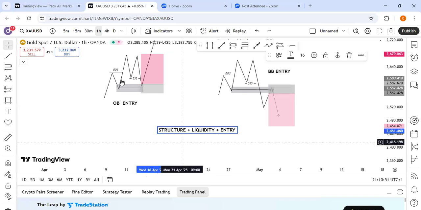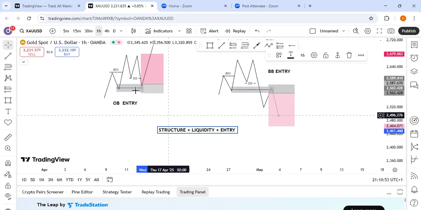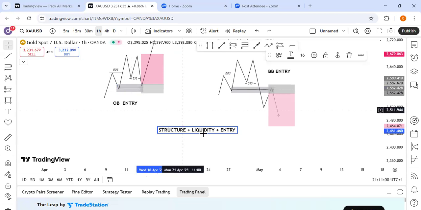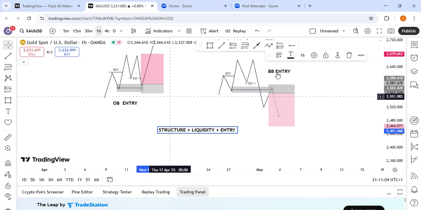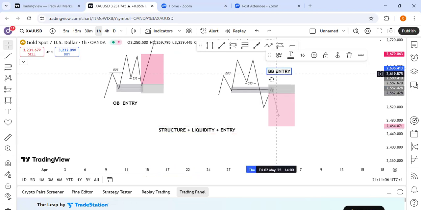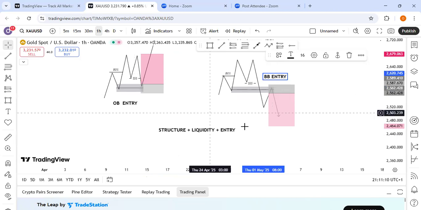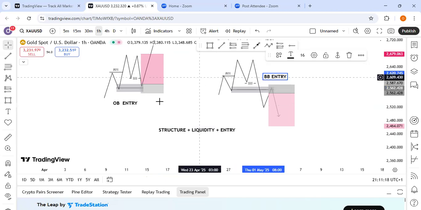The structure in the sense that, okay, is it an uptrend? Is it a downtrend? Fine. Liquidity is, okay, do we have an inducement very close to our POI? Yeah, we have it as liquidity. And entry is, okay, where is our entry? Is it order block entry or breaker block entry? So that's basically the strategy, and these are the two entry models that I trade on gold. Before I move to the risk model on gold, let me show you these examples on charts.